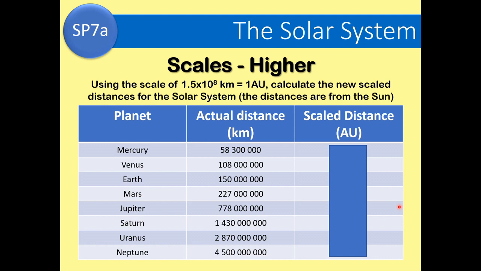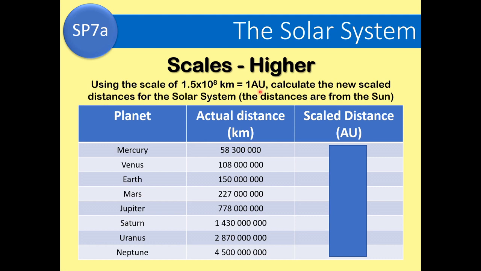Now this task is for those students that are looking to get the really, really high grades. Now when we're talking about the distance between the Sun and different planets, it's not very helpful to talk about these distances in terms of kilometres. The numbers just get too big and it's a bit awkward to use them. So what astronomers actually do is use this unit here, AU, which stands for astronomical unit. And one AU is equal to 1.5 times 10 to the 8 kilometres.